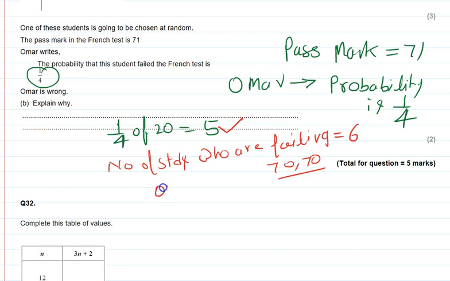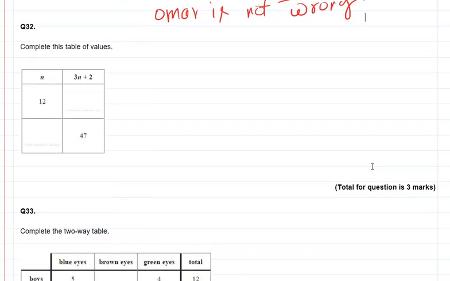So you can say Omar is not wrong. Yeah. Now question number 32. Here it is given, complete this table. So what we need to do, just multiply 12 times 3, where n is 12. So 12 times 3, 36. 36 plus 2, so it will be 38.